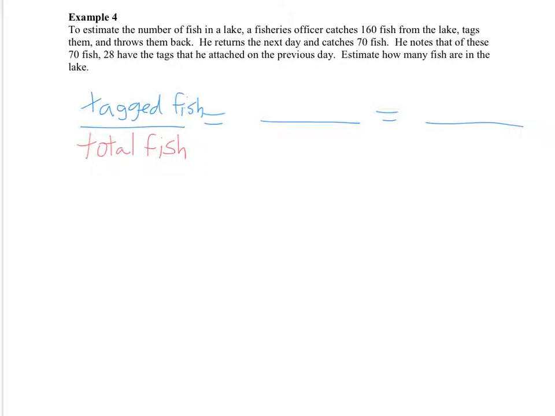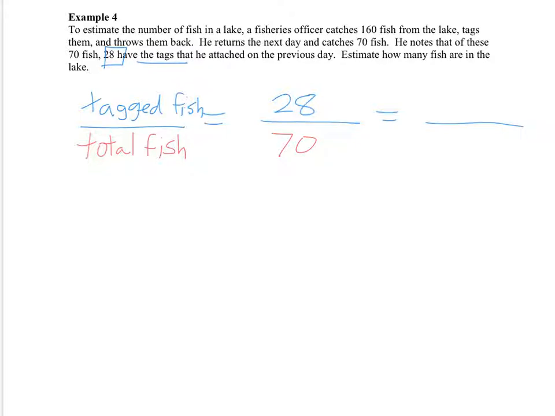So we have 28 tags, and tagged fish goes on top in blue there. So we have 28. And out of the total fish, now this isn't total fish in the lake because we don't know how many there are. Because how do you know how many fish are in a lake, right? But the total fish that he caught is 70 of those. So that's where that 70 will go, under the total fish, because that's how much he caught.